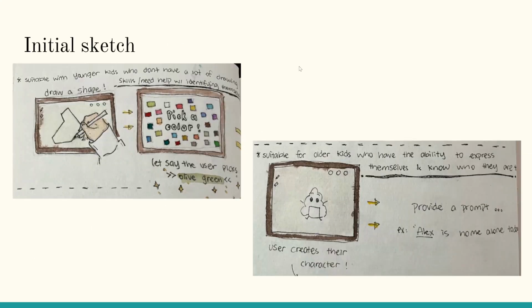And here are some example designs. I did all of these in the sketchbook, which is why they're photos. This is the initial sketch of the program where I have this drawing plane, and then the user can pick colors. This is the general drawing mode of the application. And also here, they can create a character to convey their stories, essentially making a little storybook.